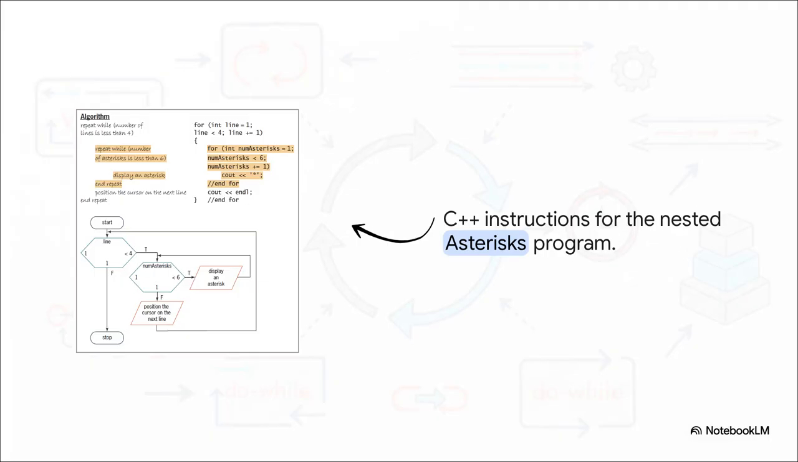Check out this code snippet. Here we are nesting a for loop that counts asterisks directly inside an outer for loop that counts lines. We're essentially building a grid. The outer loop tracks which line we're currently on, from 1 to 3. The inner loop prints the actual asterisks, from 1 to 5, on that specific line.